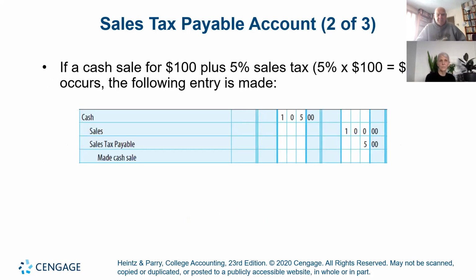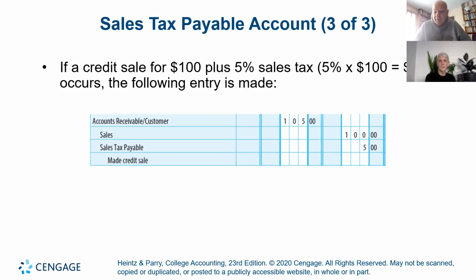Sales tax payable. Here we go. If a cash sale for $100 plus 5% sales tax occurs, look at what we have here. Cash, 105. I wish that said accounts receivable, but that's okay. Cash, 105. Sales, that's the merchandise. We sold a $100 book, and sales tax payable. Now the customer has paid their sales tax to us, and we have that fiduciary duty to turn it over to the state at the end of the month. And remember, you never debit sales. Never, never, never.